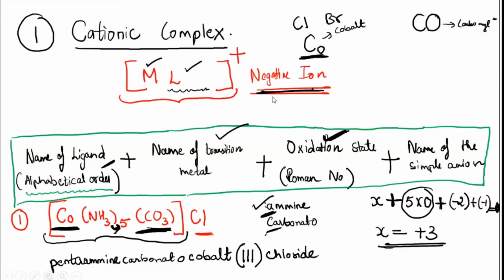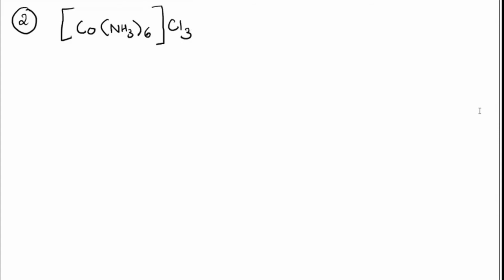Remember this, okay? Remember the order in which you are supposed to name the cationic complex. I'll go for the second example. Okay, this one. You can take down along with me. Co. Again, it's cobalt only. NH3, 6. And then Cl3. Okay, we need to name this now.